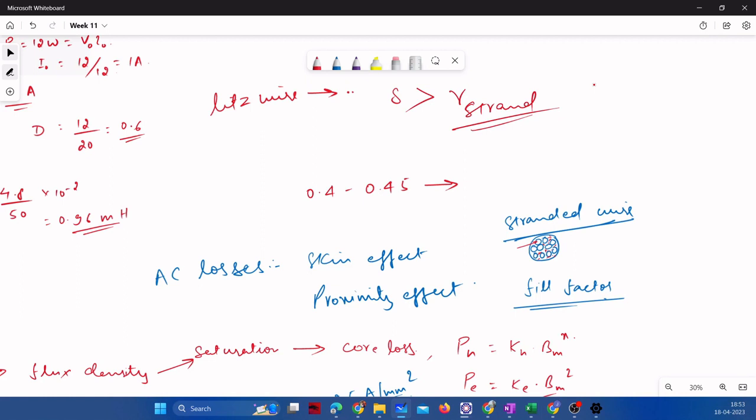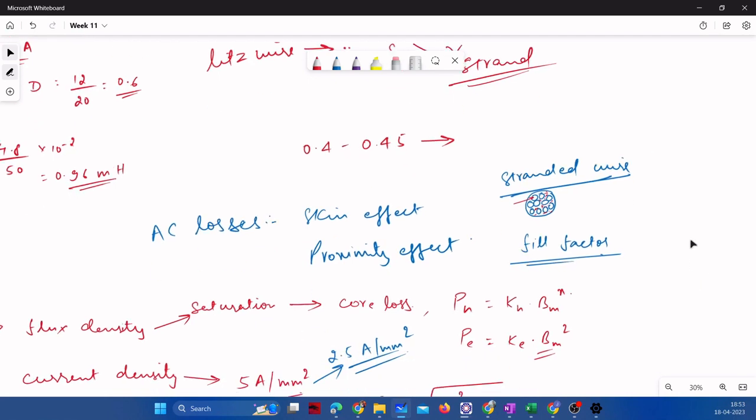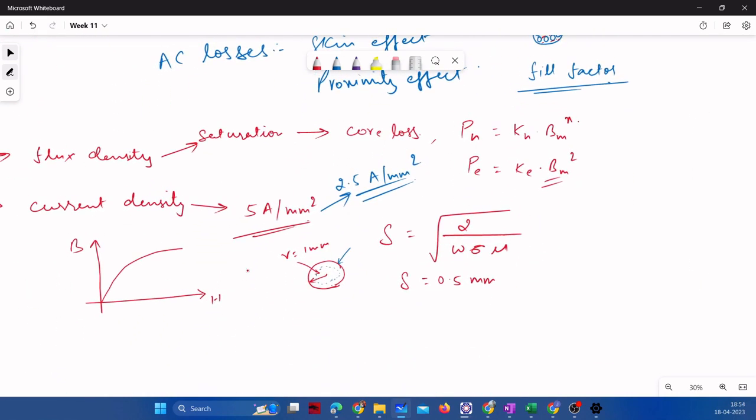Sir, if skin depth is greater than the radius... See, a skin depth should be either equal to or less than the radius of the conductor. Skin depth means how much of the conductor area you can utilize. If you have very high frequency, it means you are absolutely near the surface. You are not utilizing the inside of the conductor.